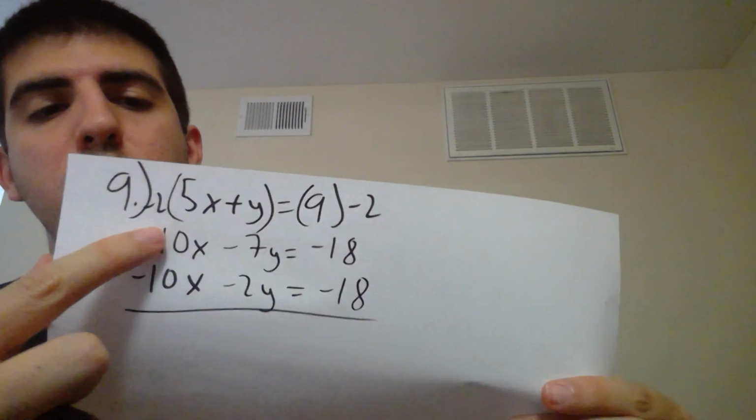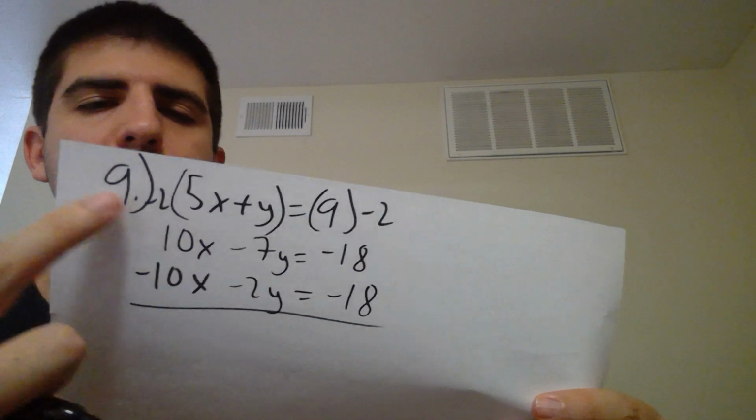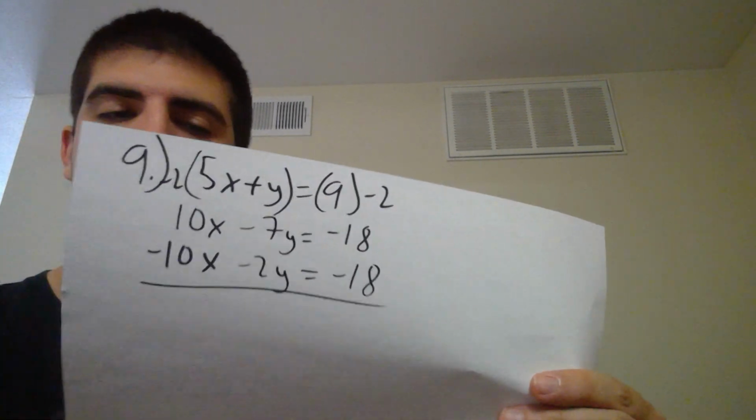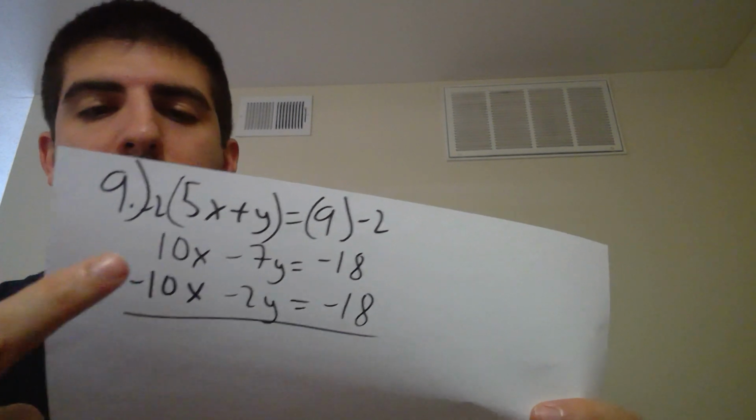So again, I started with those 2 equations. They weren't really the way I wanted them, so I manipulated the equations, and now I'm good to go. I have an opposite pair of coefficients. Just like in the last video, I'm going to combine the equations. 10 plus negative 10, they cancel.